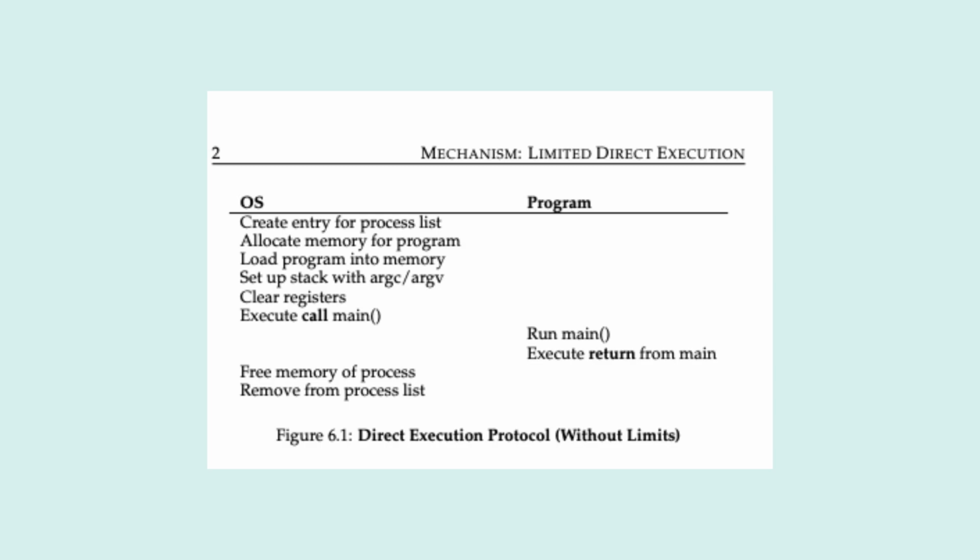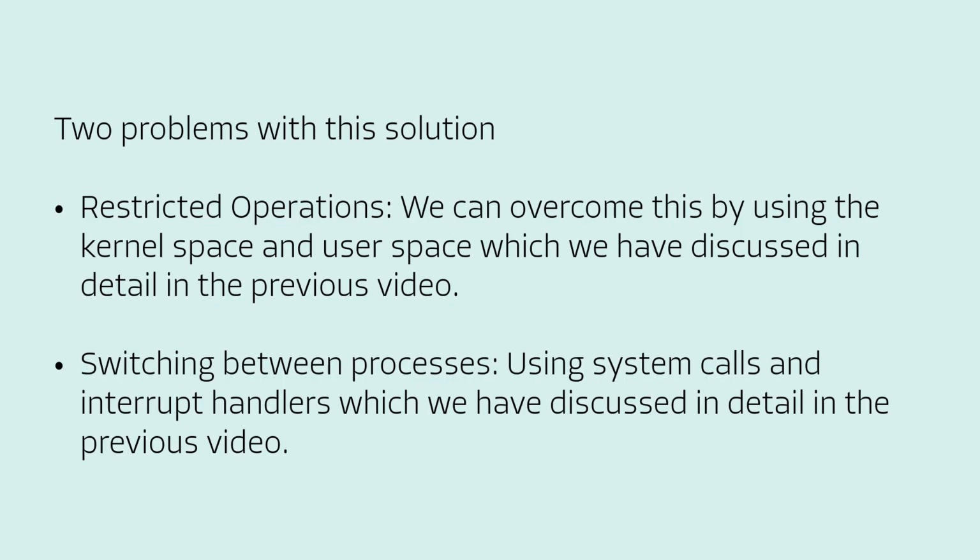But over here there are two problems to consider. One is, if there is just one particular memory space which you are running on, the process can easily perform any restricted operations. It can overwrite any file, it can request an input output to a disk, it can gain access to more system resources such as CPU or memory.